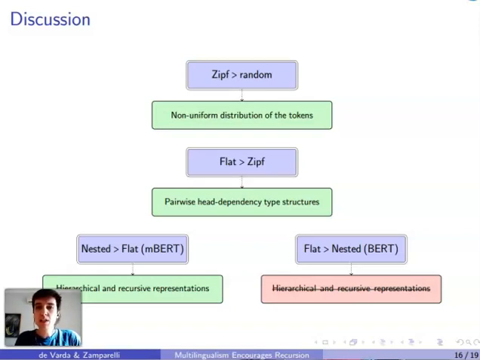The fact that only the multilingual model was advantaged by the presence of nested dependencies suggests that the high surface inconsistency of the cross-lingual input elicited the model to boast on stronger structural abstractions that are hierarchical and recursive representations.